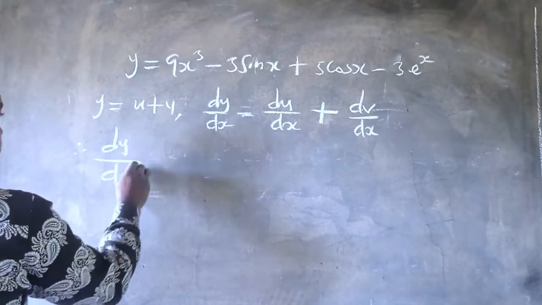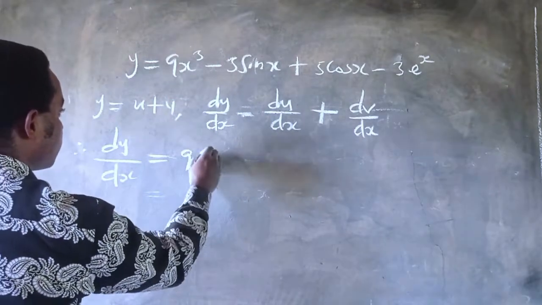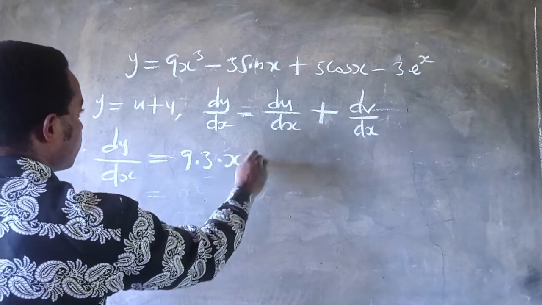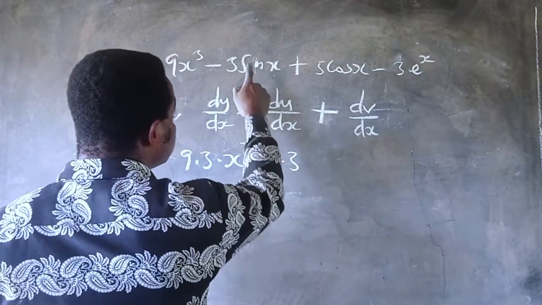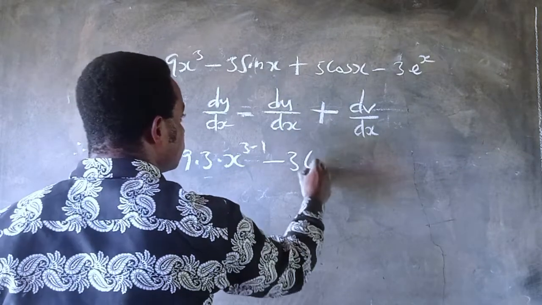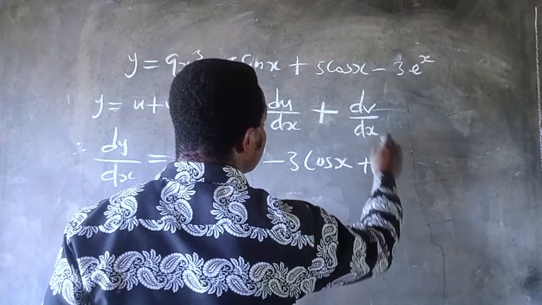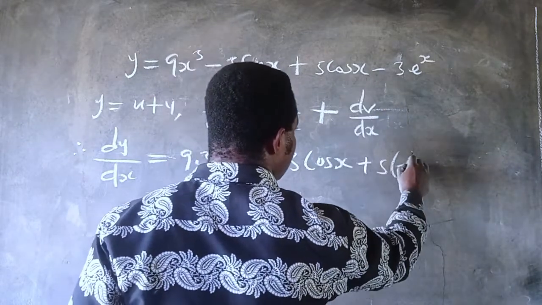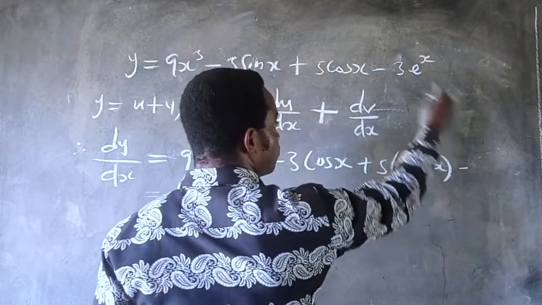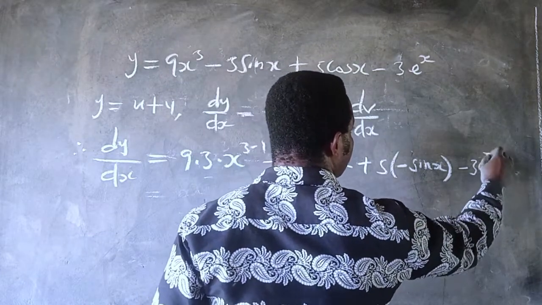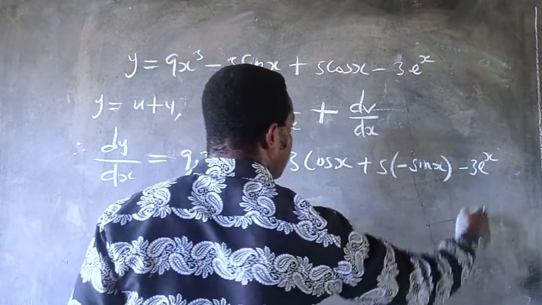So therefore dy/dx is going to be 9 multiplied by the power 3 multiplied by x raised to the power 3 minus 1. Now, minus 3, what is the differential coefficient of sin x? That is cos x. And plus, leave the constant 5. The differential coefficient of cos x is minus sin x. And let's leave the constant, negative 3. And the differential coefficient of e to the x power is e to the x. Those are the standard derivatives.